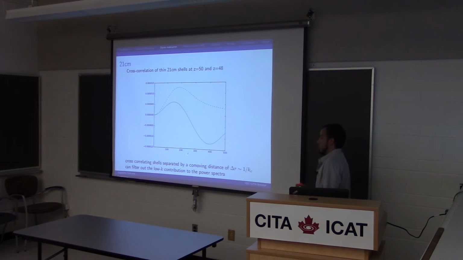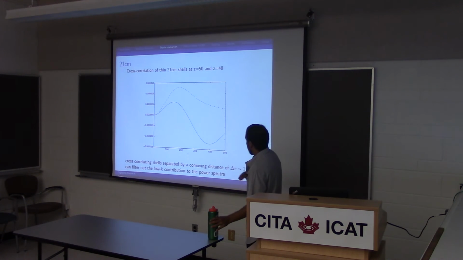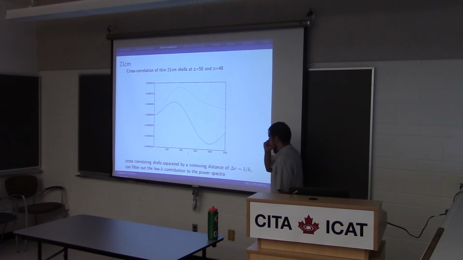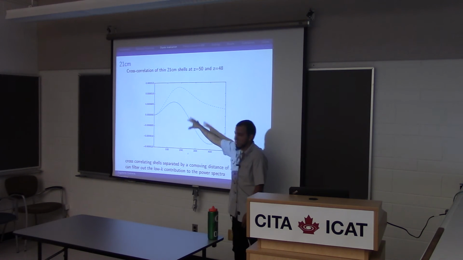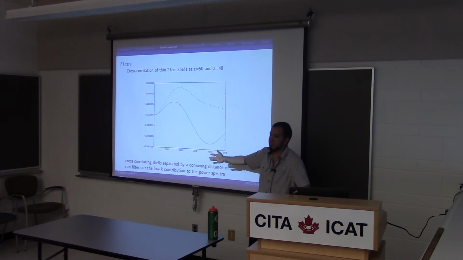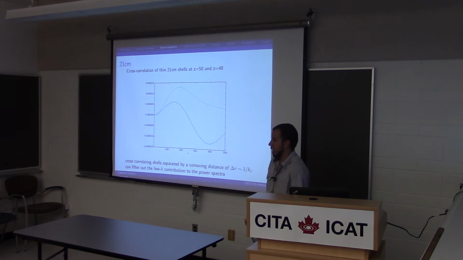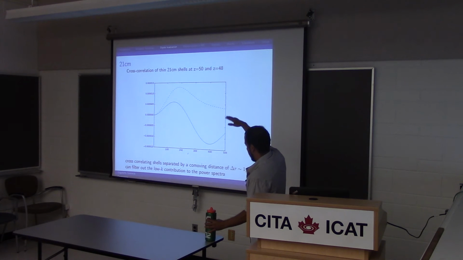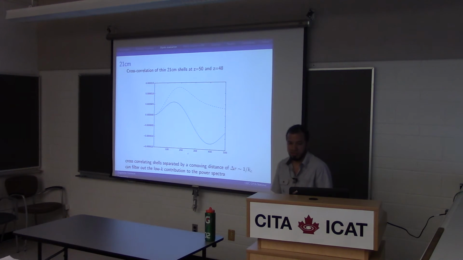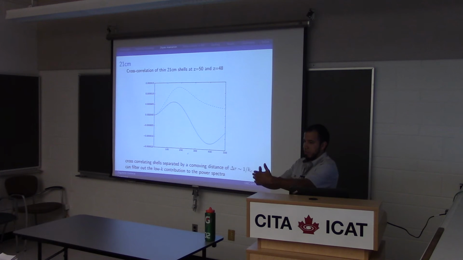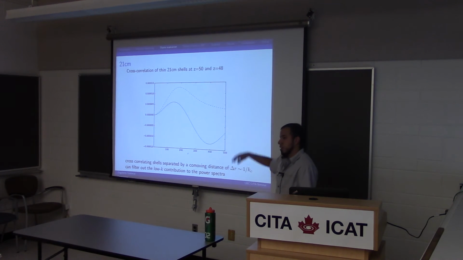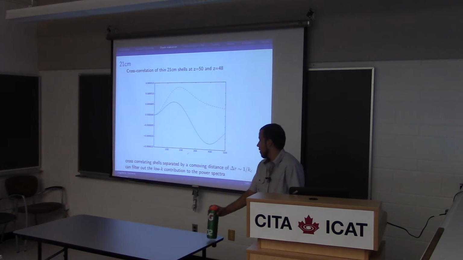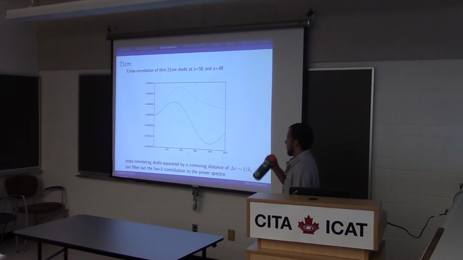So in principle, with 21 centimeter, this is in the context of dipole modulation, but this is true regardless of dipole modulation. If you're interested in stuff at low k, this is a general statement. The fact that you have all these modes at different shells that you can cross correlate gives you access to many more scales than naively you might think.